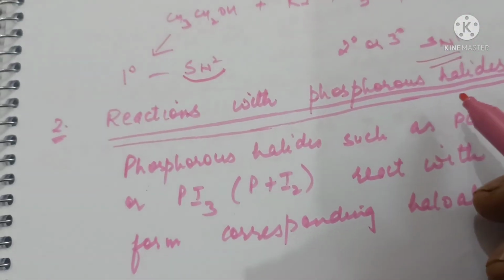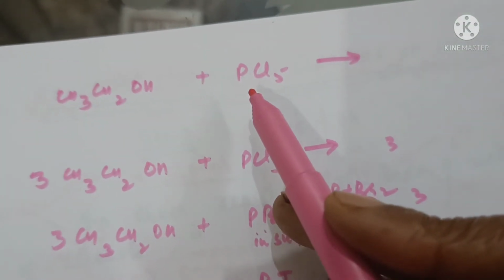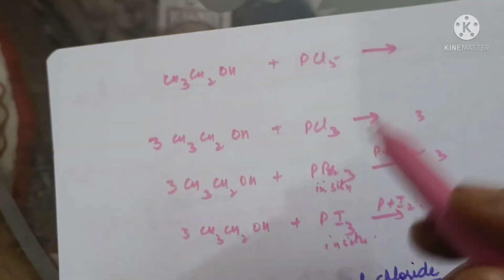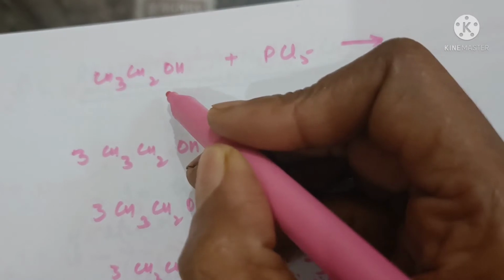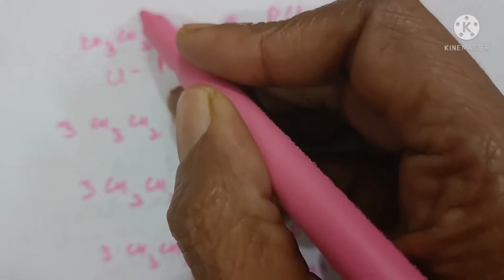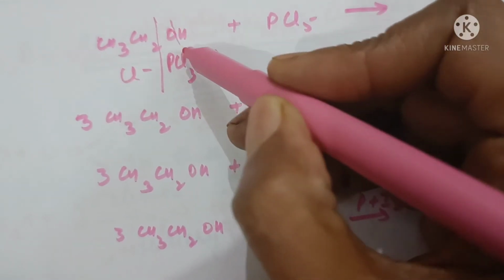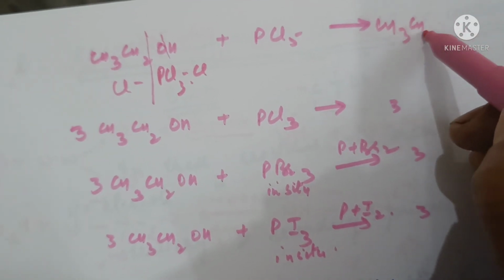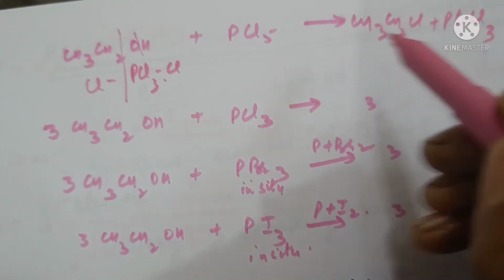Reactions with phosphorus halides. We can react alcohol with halogenating agents such as PCl5, PCl3, PBr3, PI3. So with PCl5, the reaction occurs. A bond will break from this end and this end. So CH3CH2Cl is one of the products. Then we have POCl3. Then we have HCl.